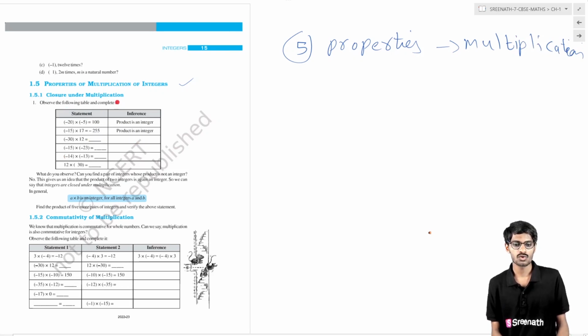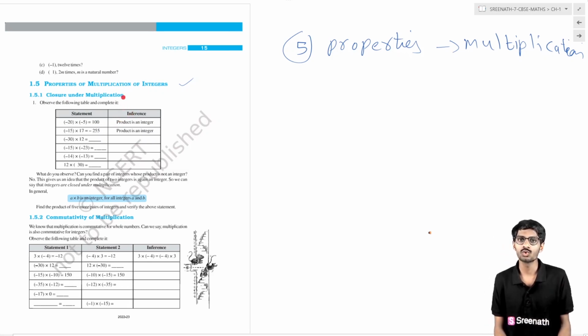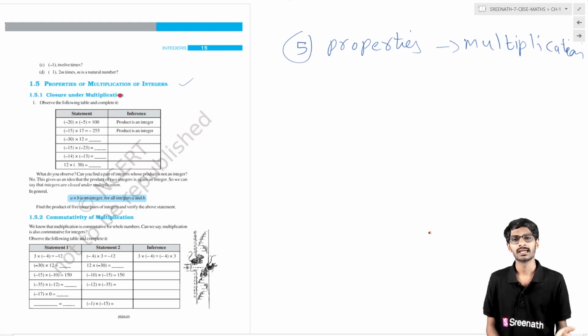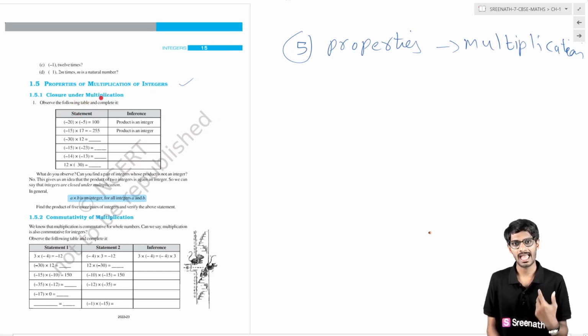Okay, here: closure under multiplication. What does the closure property basically tell? If we do any operation between two integers, then the result must be an integer. Then closure is satisfied. Now here we are discussing closure under multiplication. If you take two integers and multiply them, we will get some result. The result must also be an integer. Then we say closure under multiplication of integers is satisfied.